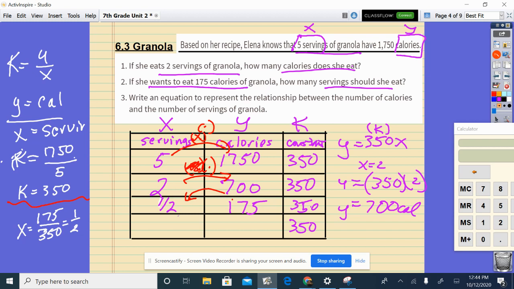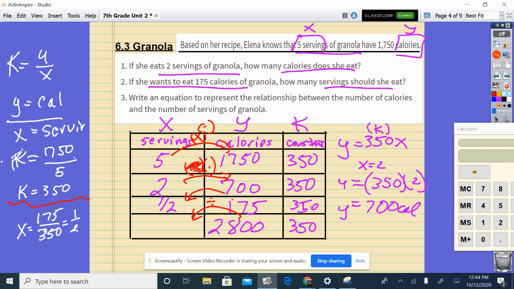All right, then they say write an equation, which we did. But now let's try that again. What if I have 2,800 calories? How many servings would that be? Stop the video and take a moment and reason that out. And remember, you're going backwards now. You're going from Y to X, and that's going to be division.